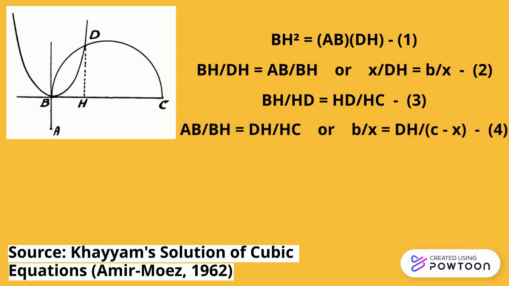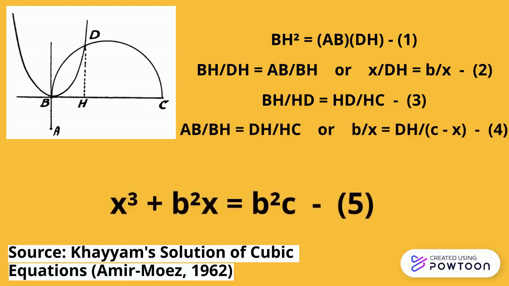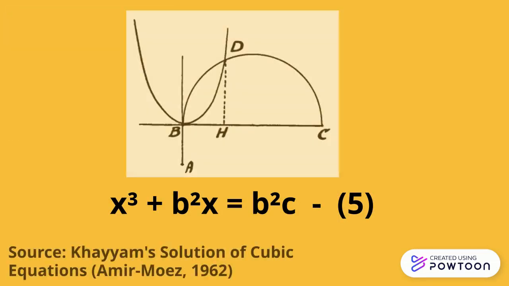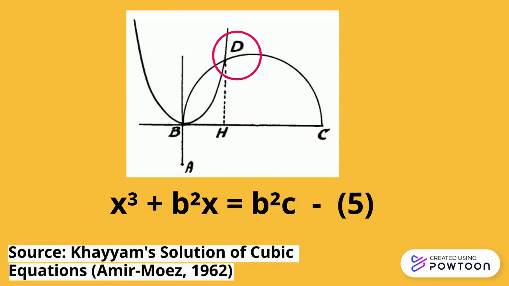Lastly, the final equation can be referred to in equation 5, which basically proves that the one real root really exists and can be seen in figure 2 at point D, again the intersection between the semicircle and hyperbola.